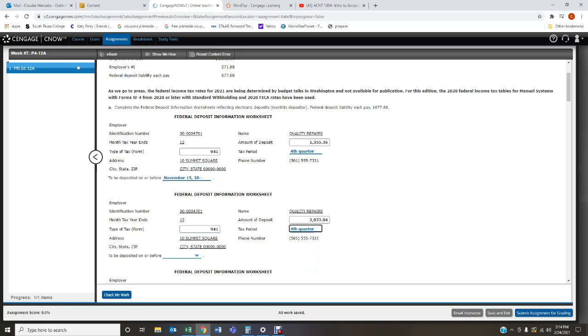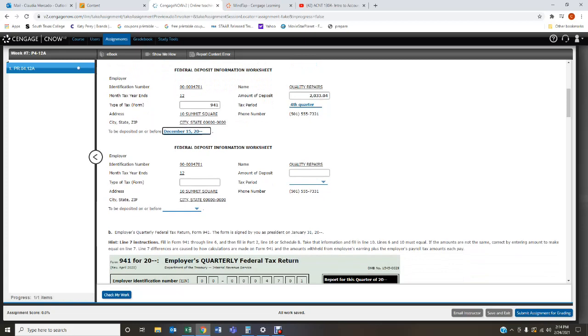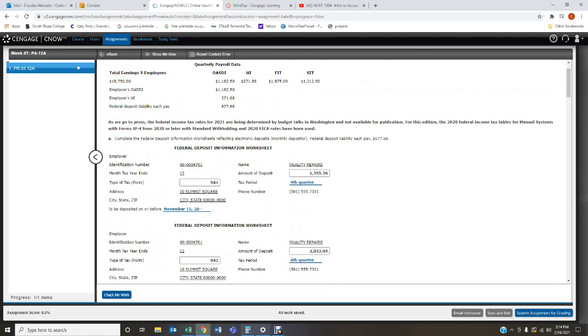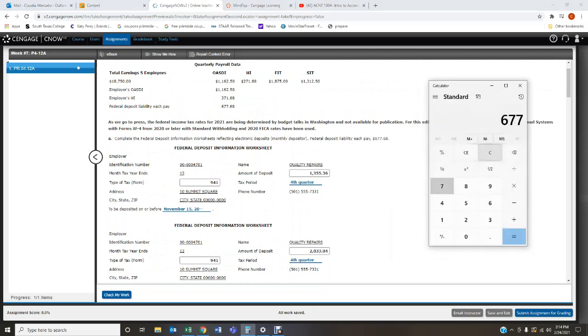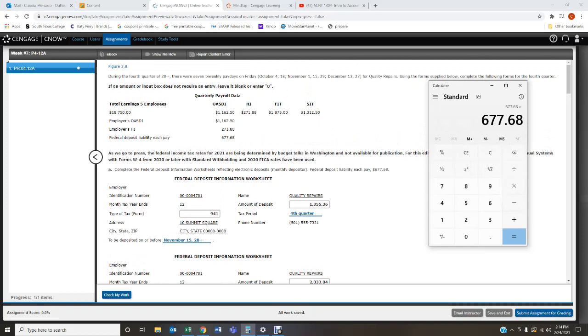Now, this is for November, so that means that we have to make the deposit on or before December 15th, okay? The following month. Now we have the Federal Deposit Information Worksheet for December, okay? We have to calculate the amount of the deposit, so let's get the calculator out. We've got $677.68, which is the amount of my liability each pay period, and I am going to multiply it by the number of pay periods in December. And in December, we have 2 pay periods. We have the 13th and the 27th.